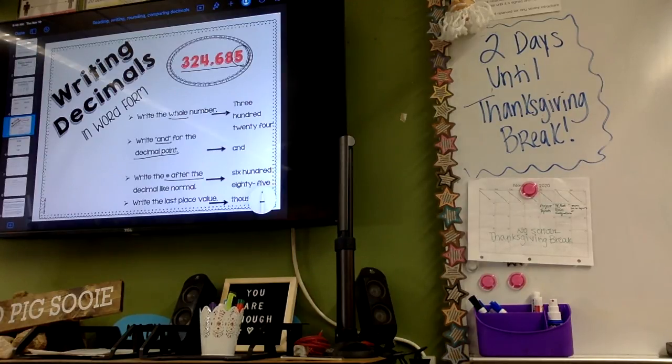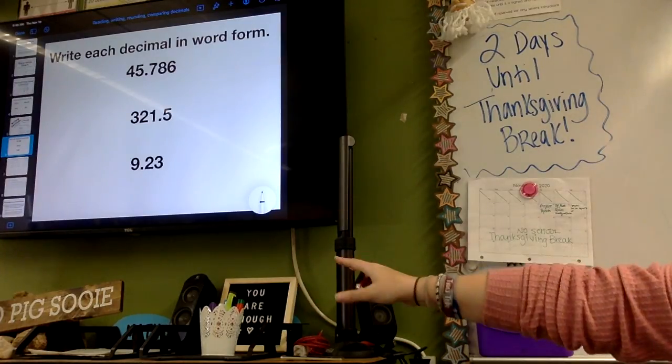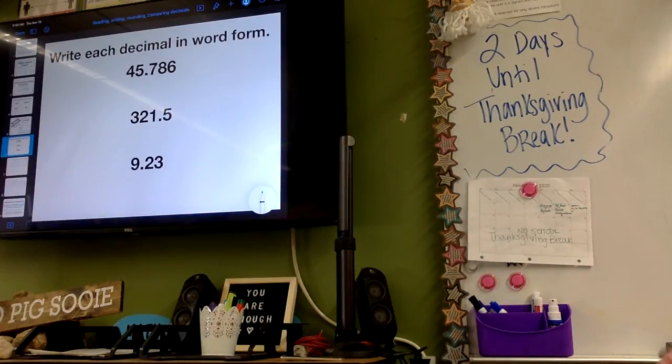Thousandths. Okay? So here's what we're going to do next. On this next part, I'm going to do these out loud. You listen to me and listen to my thinking, and you can watch me write it down, and you're going to write it on your paper. Then you're going to have a chance to practice on your own. So write each decimal in word form.